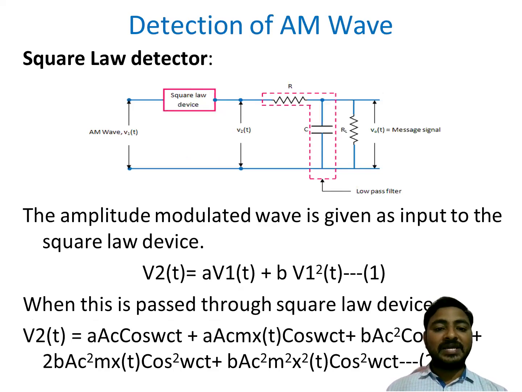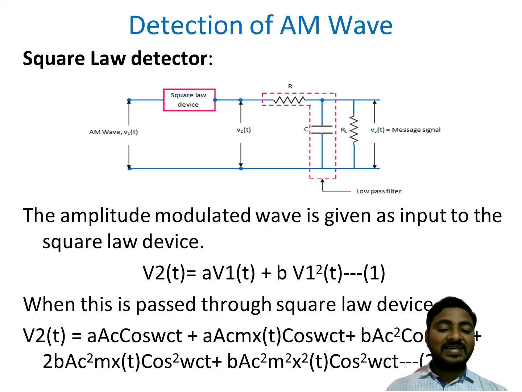This one is a block diagram of the square law detector. The square law detector contains a square law device, next the low pass filter. So the input is nothing but an AM wave. The AM wave is represented with V1 of t. The amplitude of the modulated wave is given as the input to the square law device.